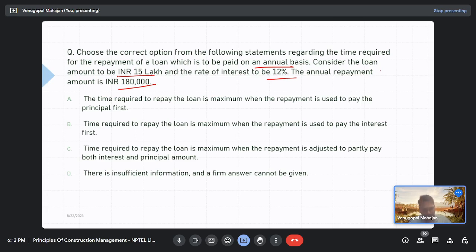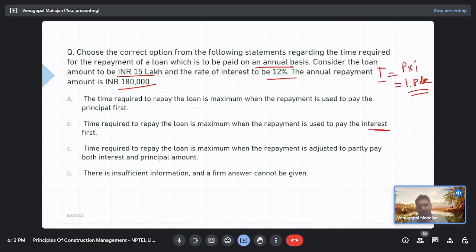Annual? It is coming to be the same, right? 1.8 lakh, and that is your annual repayment amount. So whatever the interest you are generating is what you are paying back. So let's see the options. The time required to repay the loan is maximum when the repayment is used to pay the principal first. The time required to repay the loan is maximum when the repayment is used to pay the interest first.